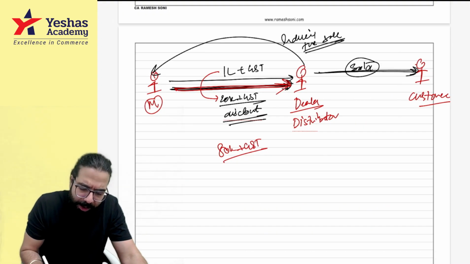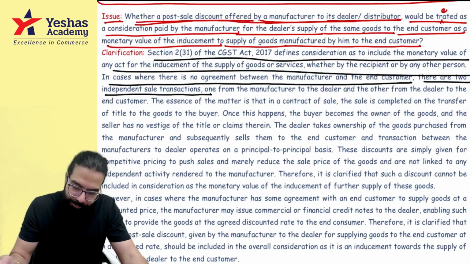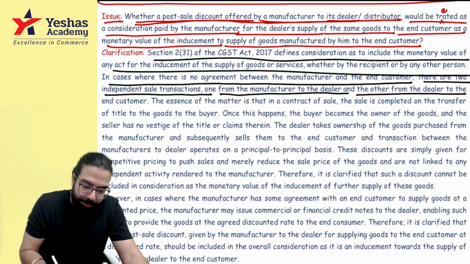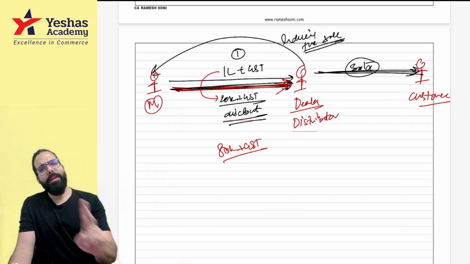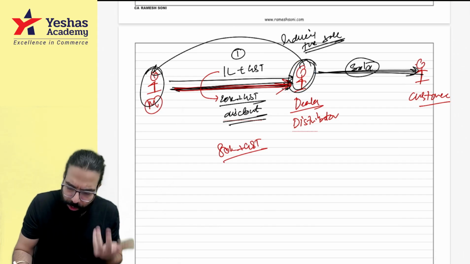Government is saying, number one, this is an independent sale. Number two, this is an independent sale. Okay? One from the manufacturer to the dealer and the other from the dealer to the customer. How many sales are there? There are two sales. One: the manufacturer sold the goods to the dealer. Number two: the dealer sold it to the customer.